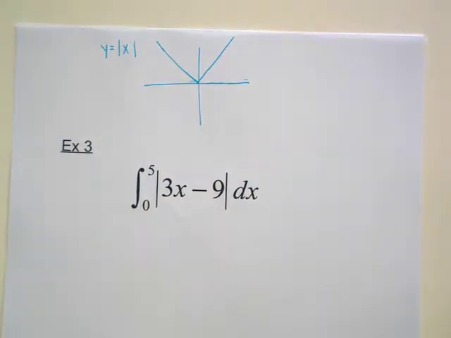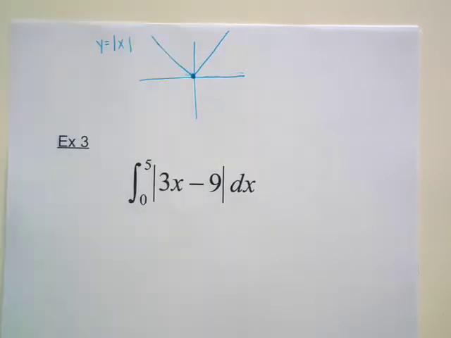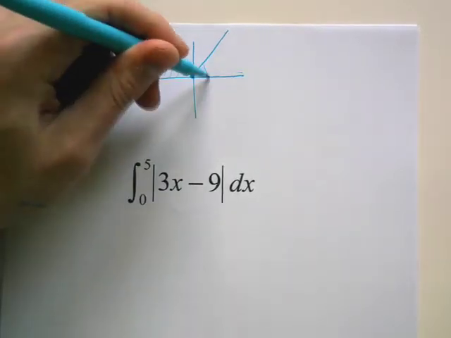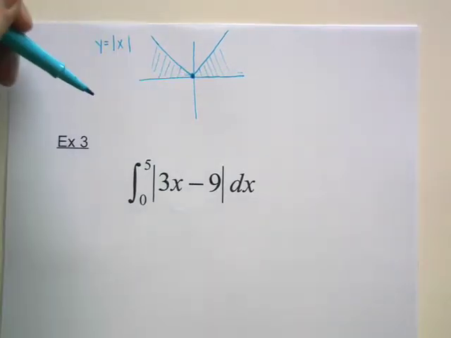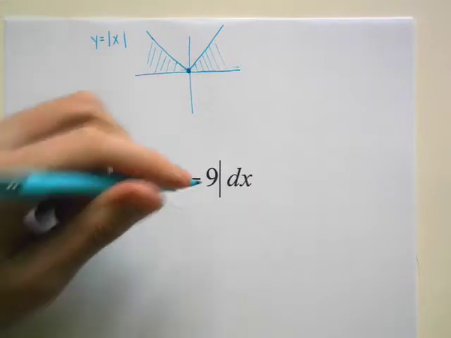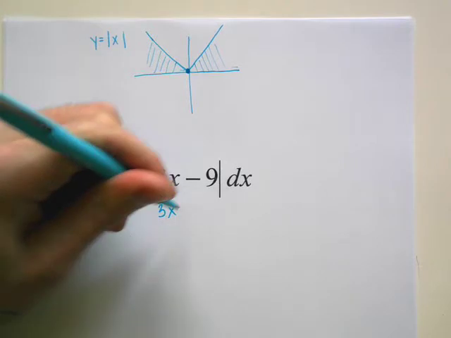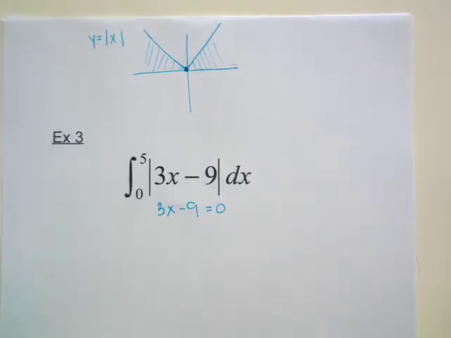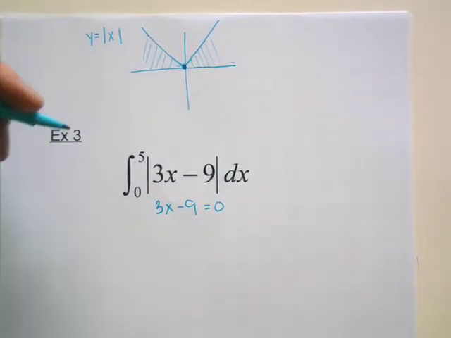Okay, so the key here is we want to know where this touchdown point is, where it touches the x-axis, right? Because we're going to have to add together the area over here, and the area over here, but we need to know where it touches the x-axis. Where's that cutoff point? In order to do that, on every single absolute value problem, the first step is to set it equal to 0, because that's going to tell you where your zeros are.